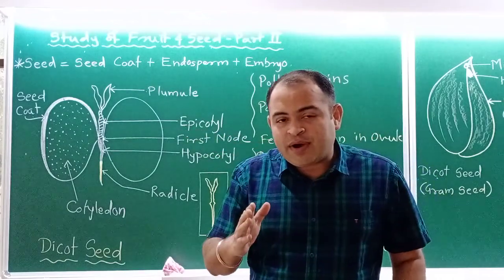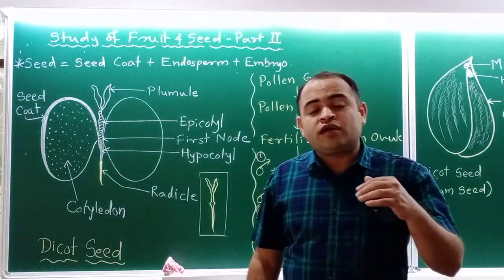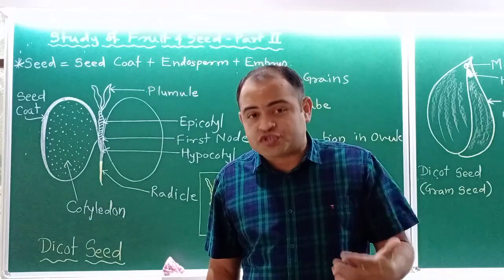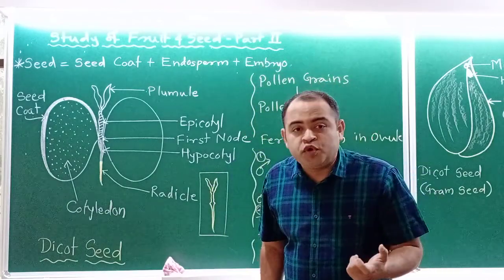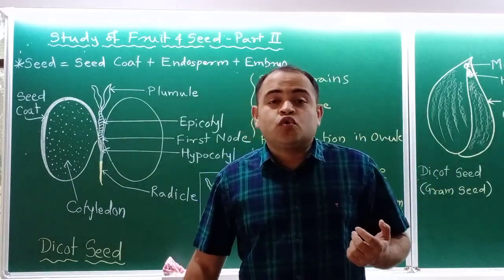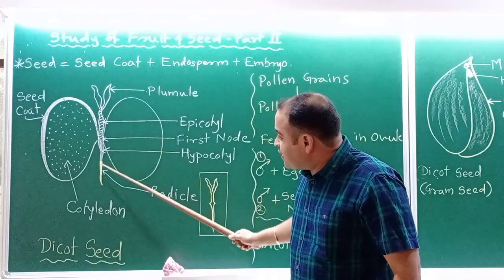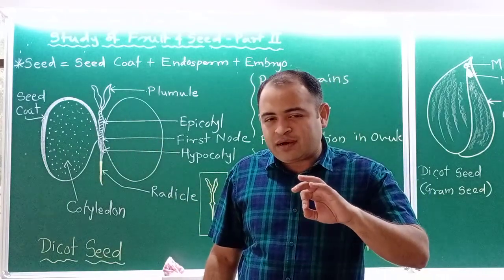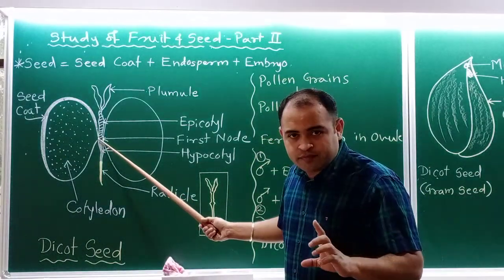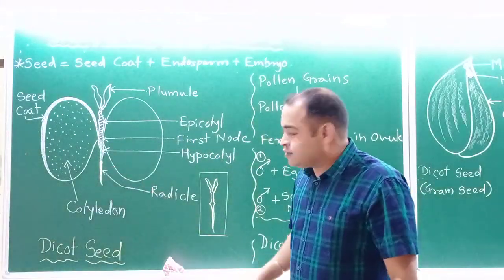Now think about plumule and radicle. The part which is responsible for giving rise to a typical plant or shoot structure is called plumule, and the part which gives rise to the root system is radicle. So, plumule and radicle. Now I'll modify my statement. This is the first node, this is plumule, this is radicle.